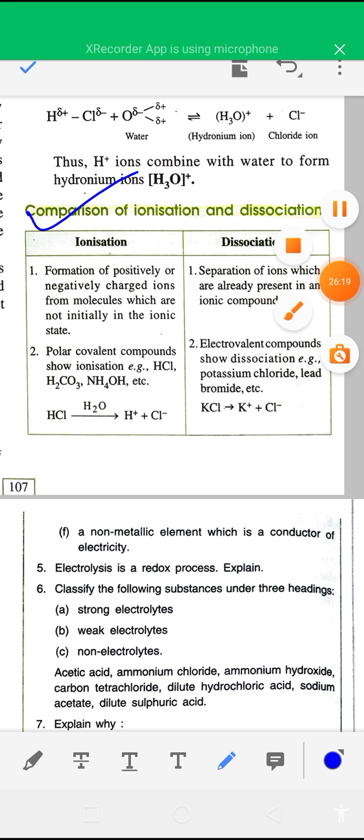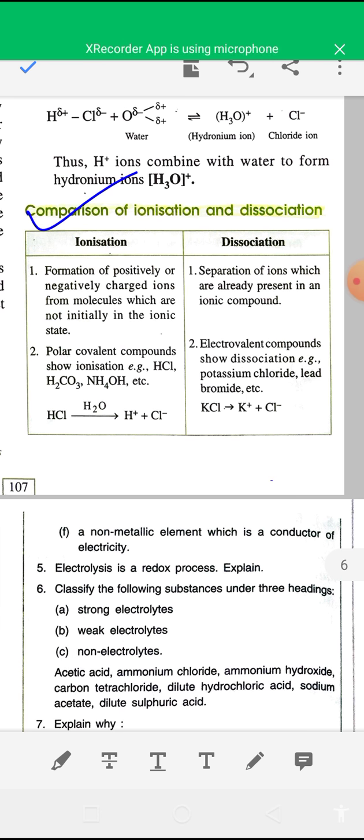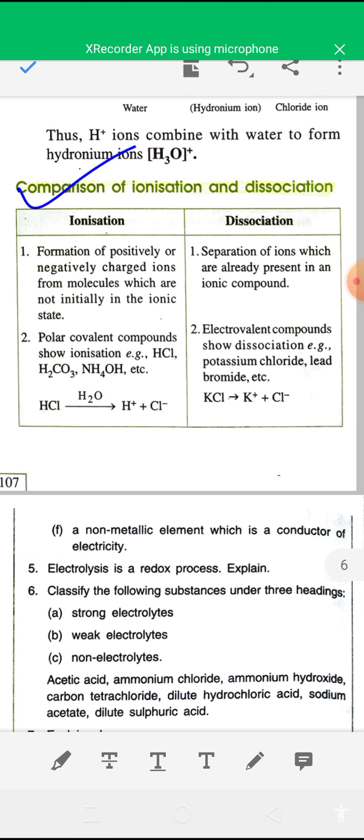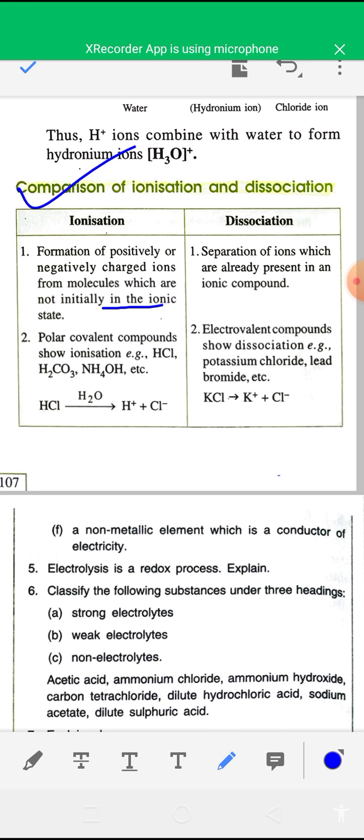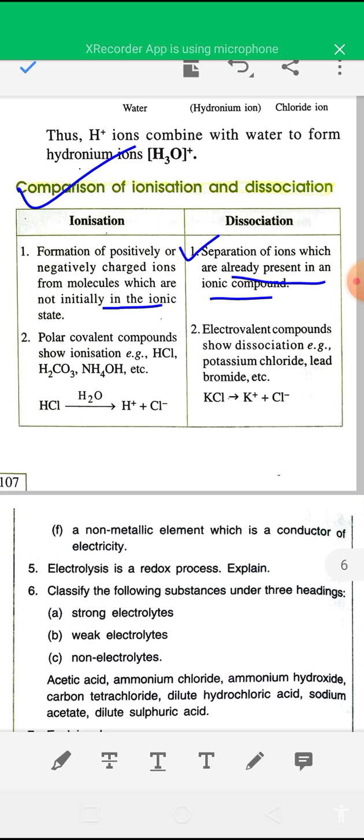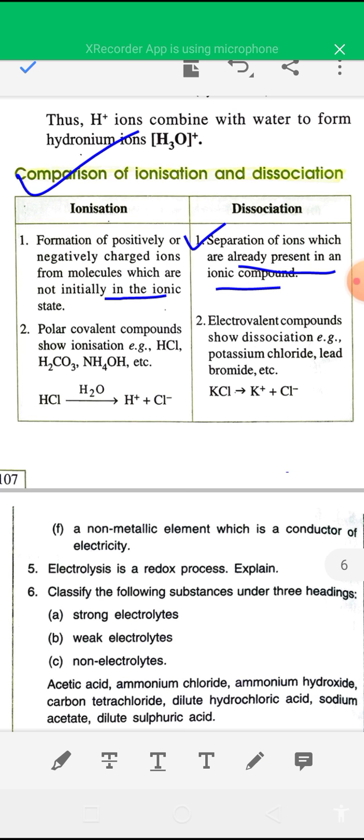So see the difference between ionization and dissociation. Ionization is the formation of positively or negatively charged ions from molecules which are not initially in ionic state. So in case of polar covalent compounds, the term ionization is used. And dissociation is a separation of ions which are already present in an ionic compound. So for ionic compounds, the term dissociation is used.